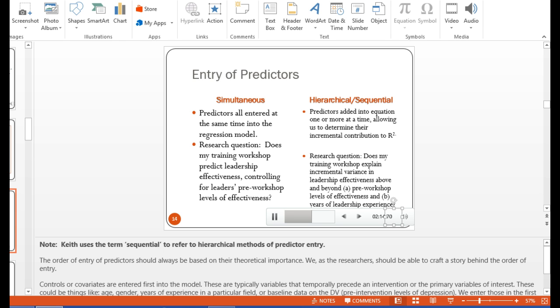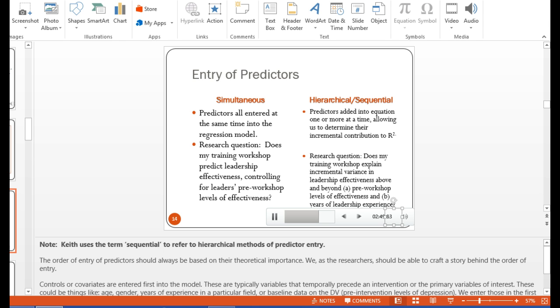We want to add first the variables that were pre-existing. Of course gender pre-exists this intervention. The person's gender existed before the intervention came into play, so we want to put that first in the sequence. Years of experience existed prior in time to the intervention, so we'll put that in block 1 rather than in block 2. Typically what goes last in the equation is the variables that we're most interested in.